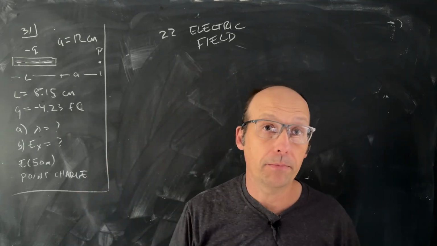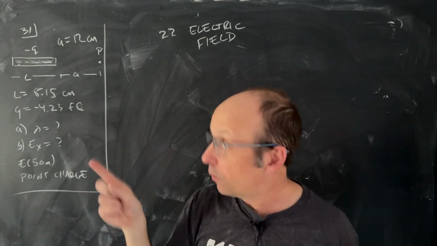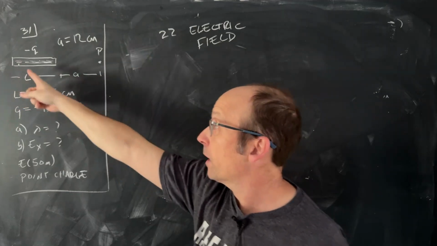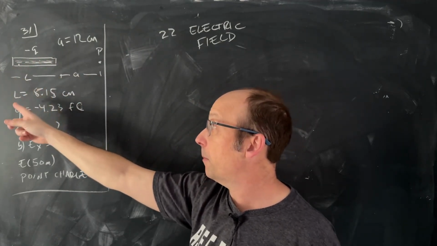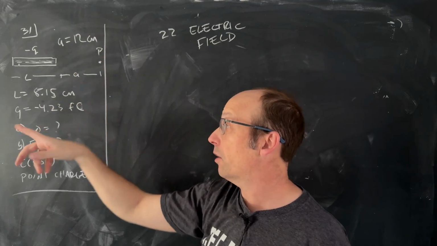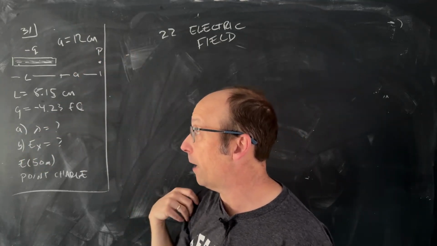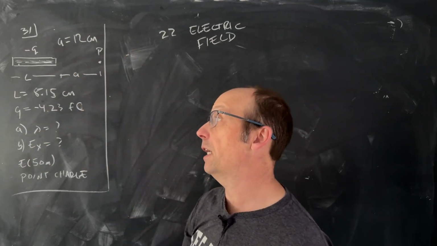Let me describe the problem, and then we'll talk about the physics. So here's the problem. It's problem number 31. There's a charged rod. It has a length of 8.15 centimeters, and we're looking at this point right here, which is 12 centimeters from that. The charge in there is negative 4.23.